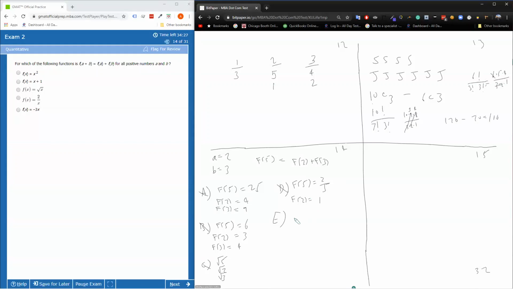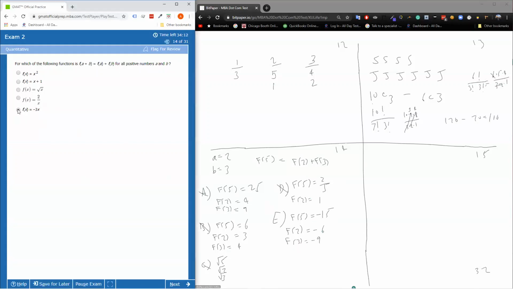Otherwise, we're in trouble. F of 5 is negative 15. F of 2 is negative 6. F of 3 is negative 9. Negative 6 plus negative 9 is negative 15. Hallelujah. Doing good on time.